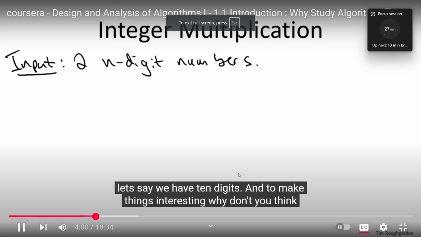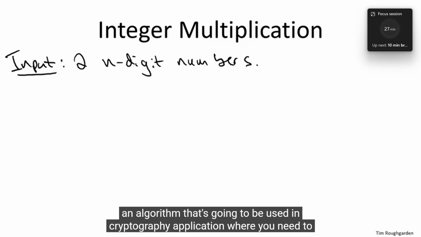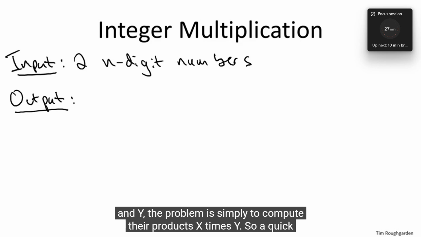And to make things interesting, why don't you think about n as being really quite large, say in the thousands. Maybe we're implementing an algorithm that's going to be used in a cryptography application where you need to keep track of really quite large numbers. So if we call the two input numbers x and y, the problem is simply to compute their product, x times y.